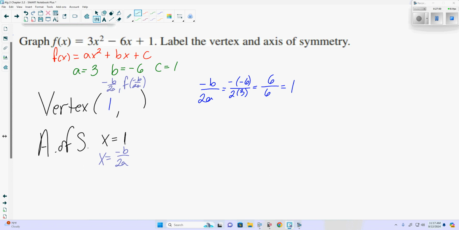Now it told us the other part is f of negative b over 2a. Well, negative b over 2a is 1. So it's asking what f of 1 is. Or another way to say this is, what is the value of this equation when we plug 1 in for x?